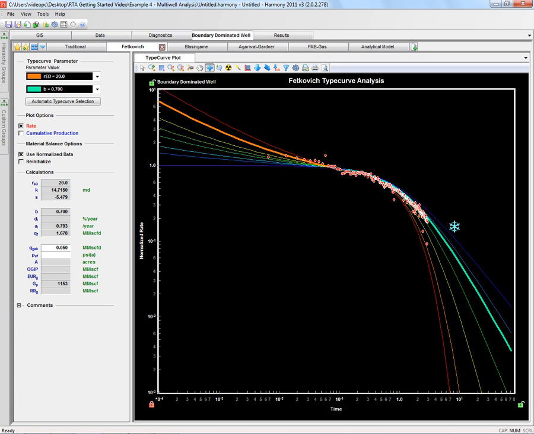Now, Fekkovich makes the assumption of an empirical decline curve analysis for boundary-dominated flow. So we're not evaluating in-place fluids or pore volume or anything like that. We're simply going to get EUR and a production forecast. On the transient side, we can also get things like permeability and skin. Let's move on to Blasingame.